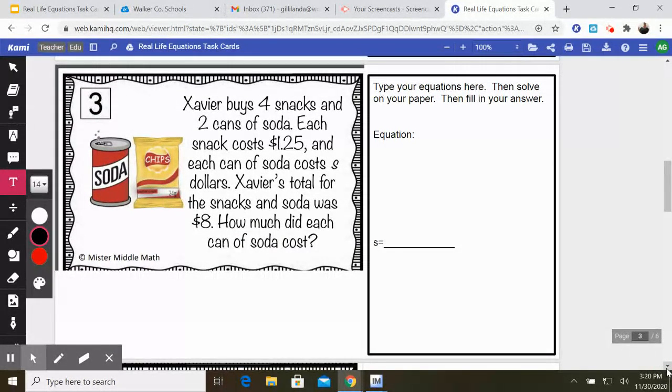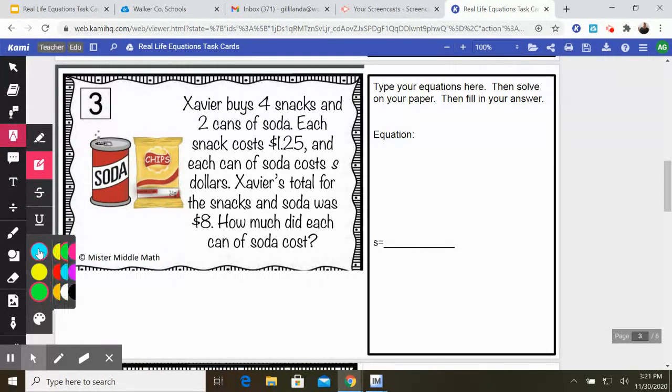This one says Xavier buys 4 snacks and 2 cans of soda. Each snack cost $1.25, and each can of soda cost S dollars. Xavier's total for the snacks and soda was $8. How much did each can of soda cost? So here we don't know how much the soda was. So that is our variable.